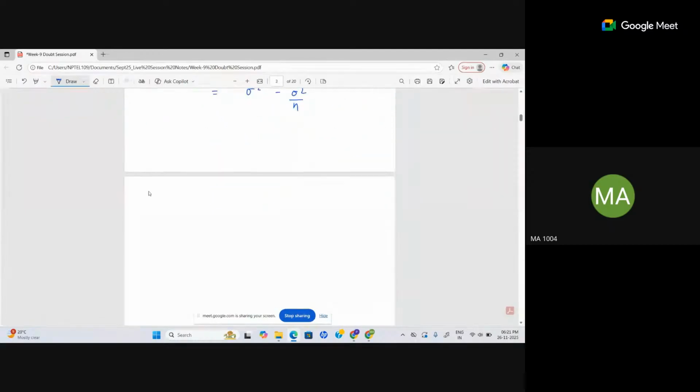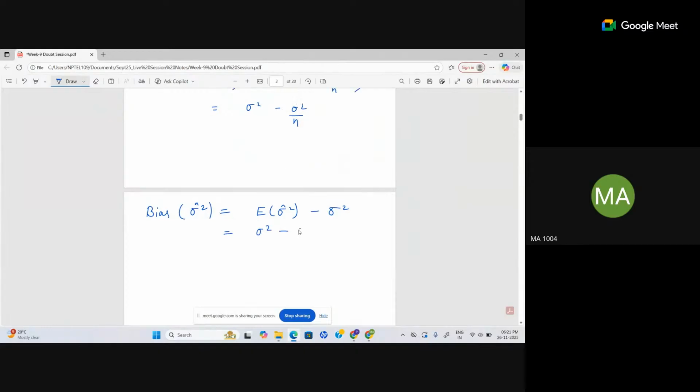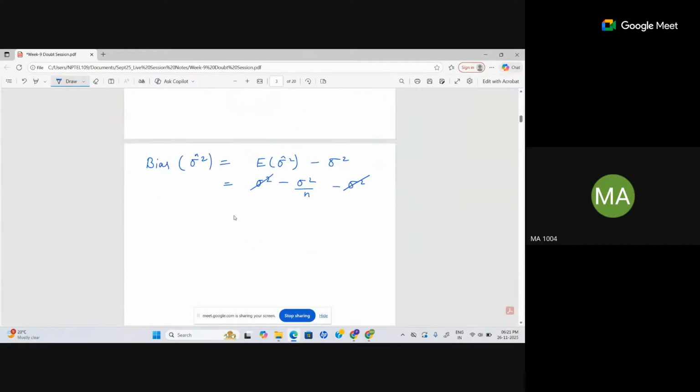So bias of sigma square hat will be equal to expectation of sigma hat square minus sigma square. So this value is sigma square minus sigma square by n minus sigma square. So these two terms, sigma square, will be cancelled out. Bias will be minus sigma square by n. So this will be your answer.